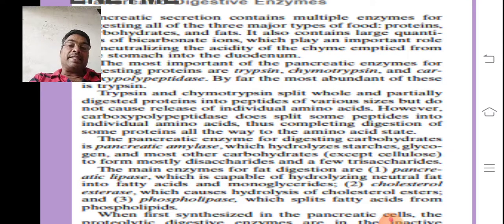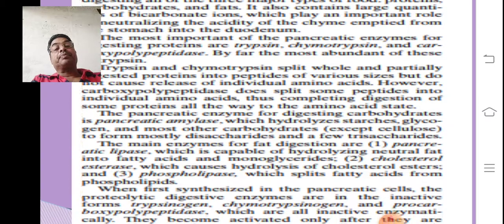The main enzyme for fat digestion by the pancreas is pancreatic lipase, which is capable of hydrolyzing neutral fats into fatty acids and monoacylglycerols. Cholesterol esterase causes hydrolysis of cholesterol esters, and phospholipase splits fatty acids from the phospholipids.